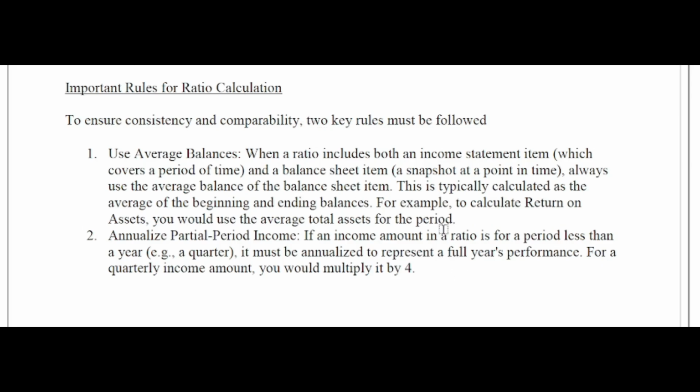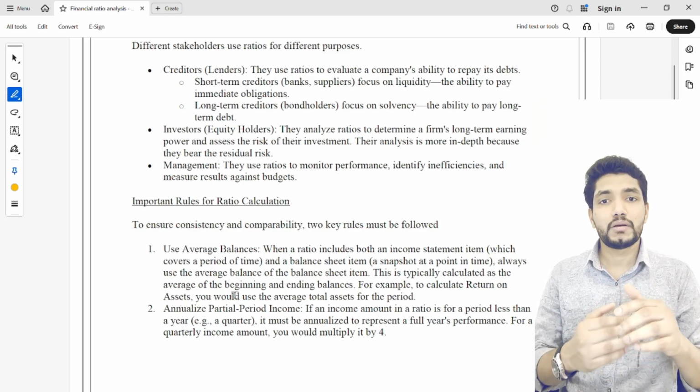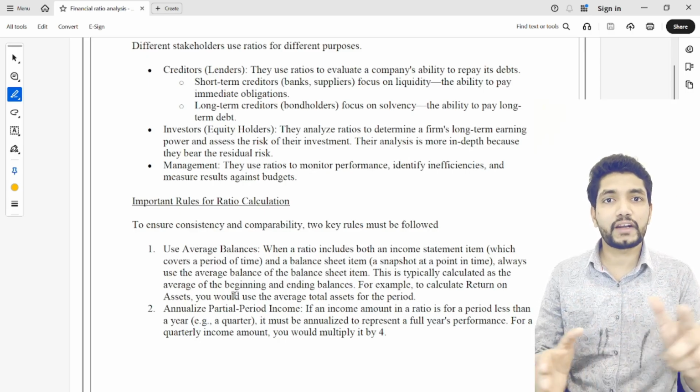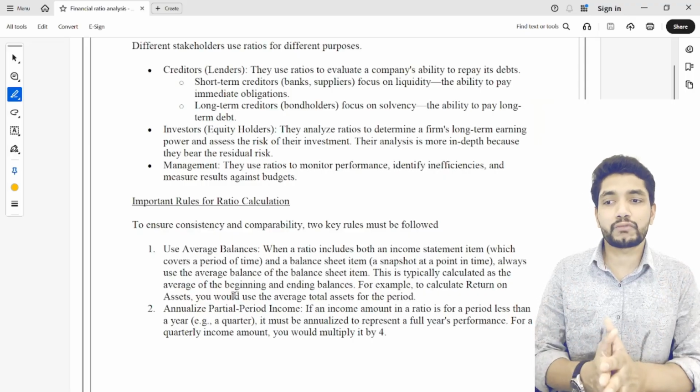For example, if you calculate return on asset, you should use the average total asset for the period instead of using the closing balance of the asset. Better to use opening balance plus closing balance divided by 2. So you will get the average of total asset.